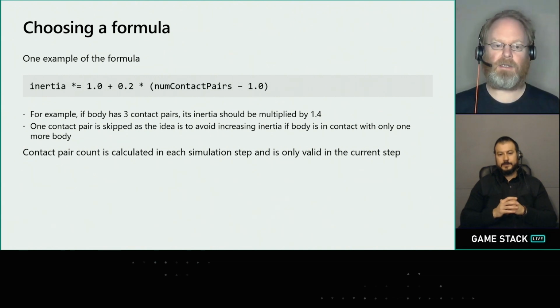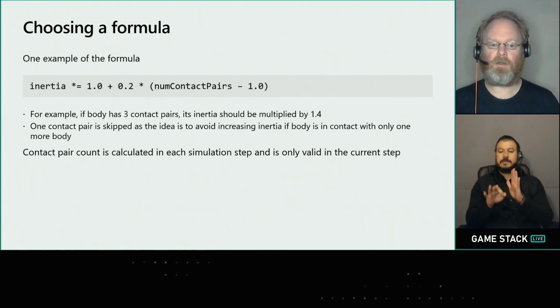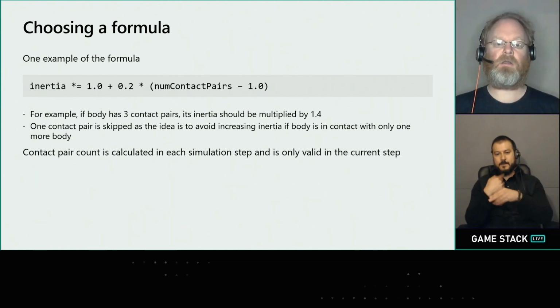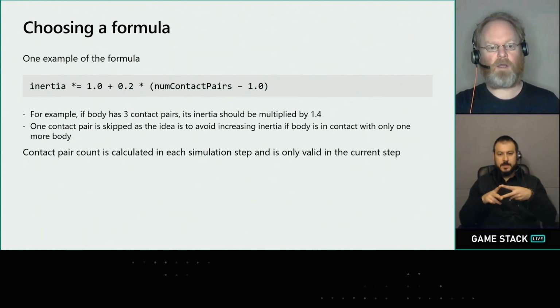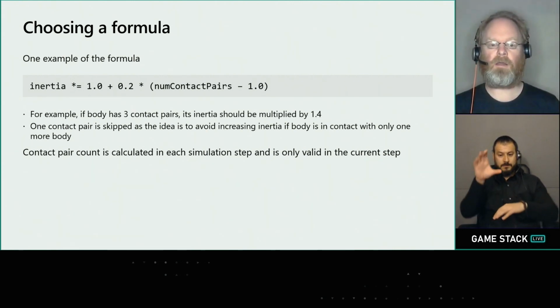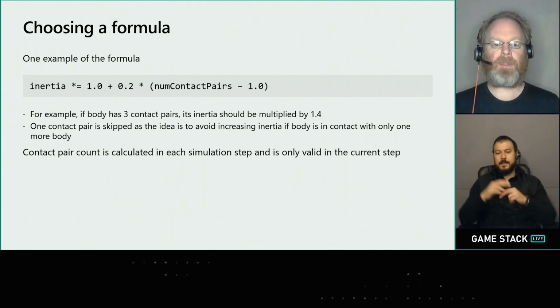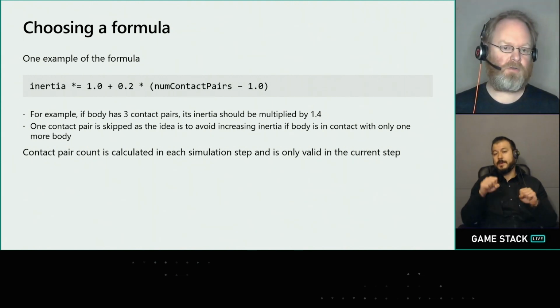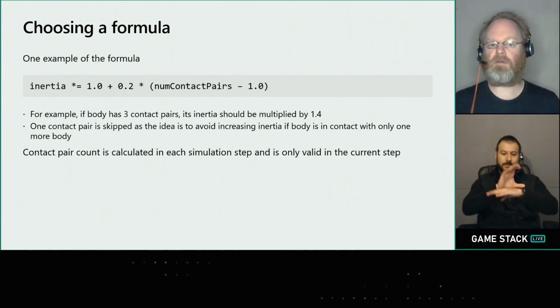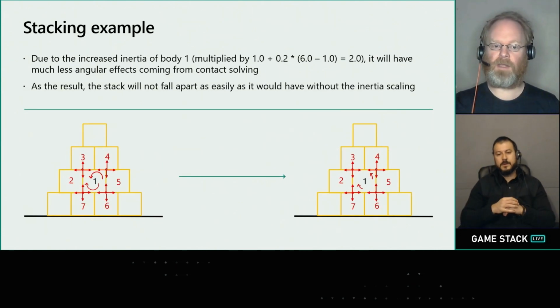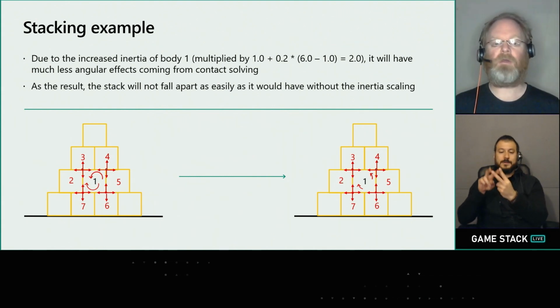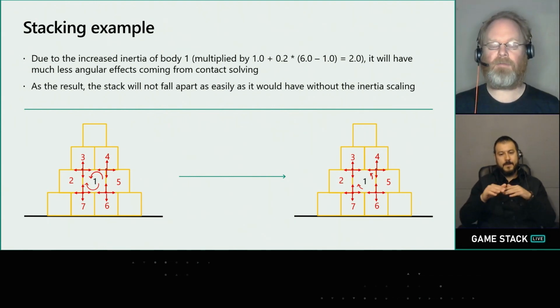So this is just a simple example of the formula that's in our code base. We scale the inertia based on the number of contact pairs, but we don't do any scaling if there's only one contact pair. There's one body sitting on a flat plane, for example. But we can see here that if there's 2 or 3 contact pairs, we can increase inertia by a factor of 1.4. It's worth noting that that particular number of contact pairs is calculated per step. So we're not keeping information from a previous step. We're calculating that new heuristic every time.